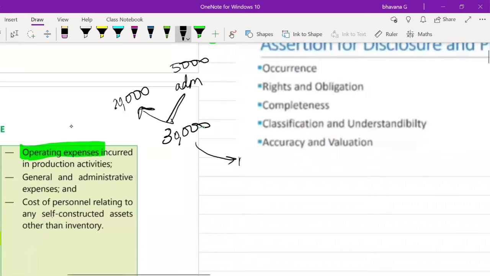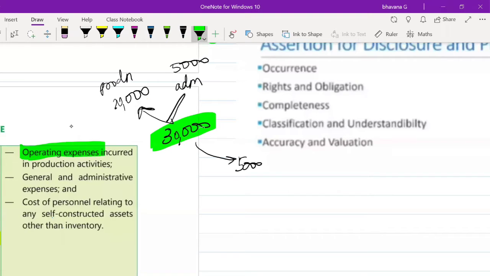One second guys, this was for the production department, right? And the remaining 5,000 for the remaining department. Like this, if you had the employee benefit expenses relating to different areas in an entity, has it been classified properly and shown in the financial statements?